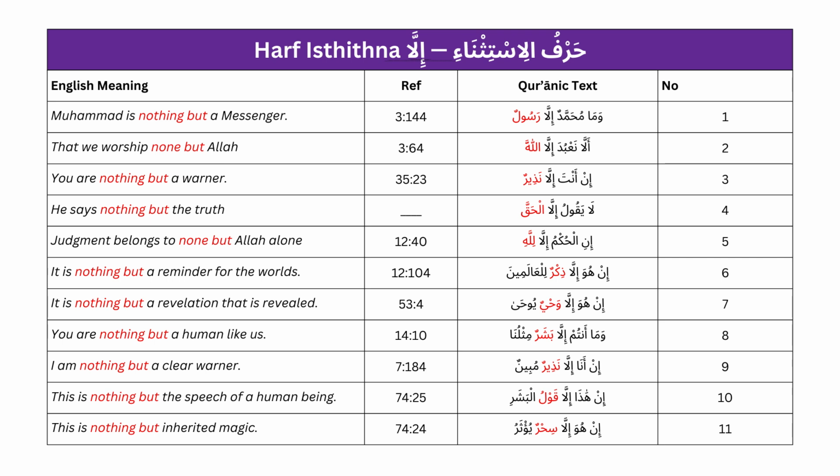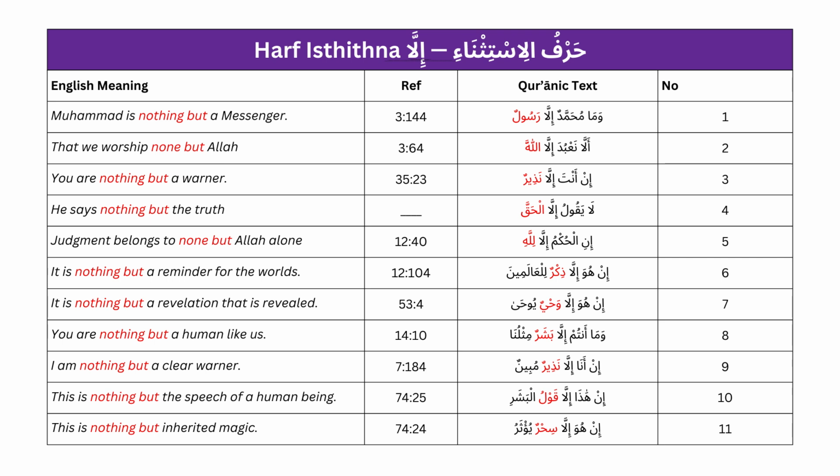Sixth example, In huwa illa dhikrun lil alamin. It is nothing but a reminder for the worlds. 12:104. Again, the sentence begins with in as negation. The pronoun huwa refers to the Qur'an, and illa dhikrun restricts its description. It is nothing but a reminder. The word dhikrun appears as khabar marfu.